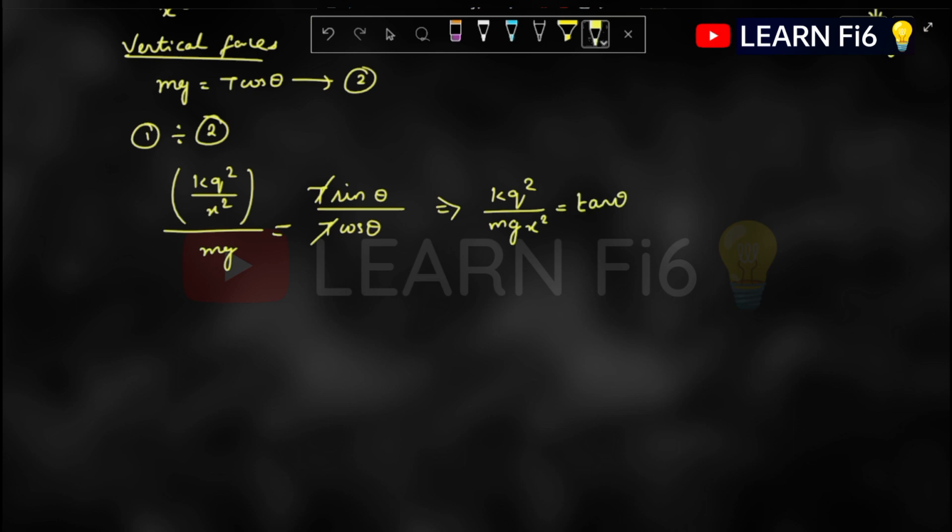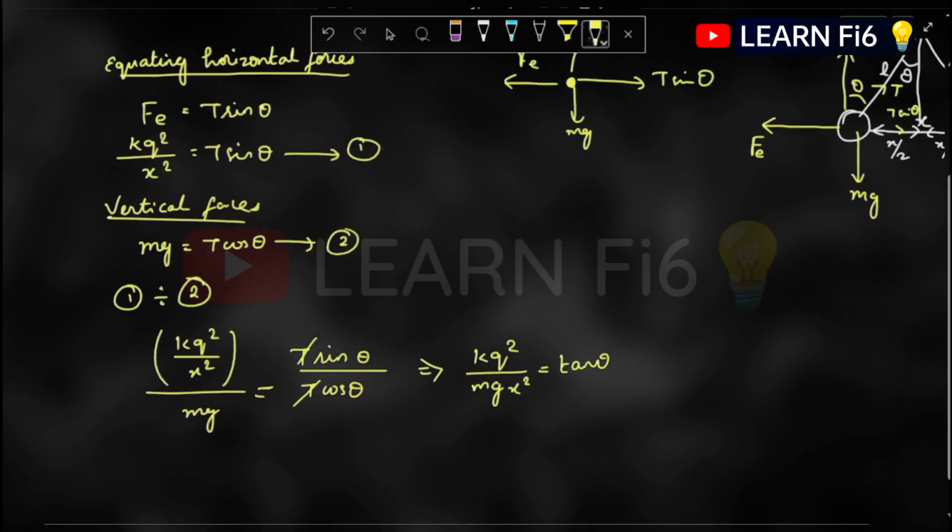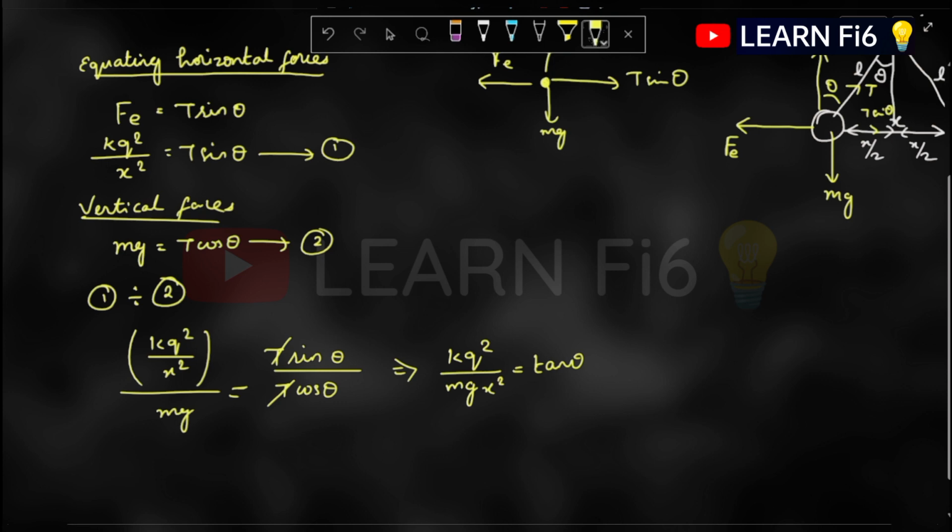Now we have to find the value of tan theta from this diagram. So I'm just rewriting a part of this diagram to find tan theta. This is theta and this value is L, the length of the string. We can take this value as the height of the triangle, and this will be x by 2. First we have to find the height value in terms of x and L.